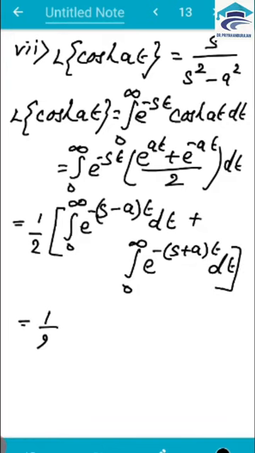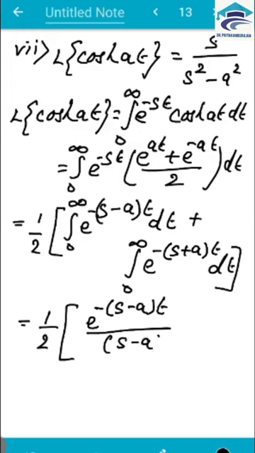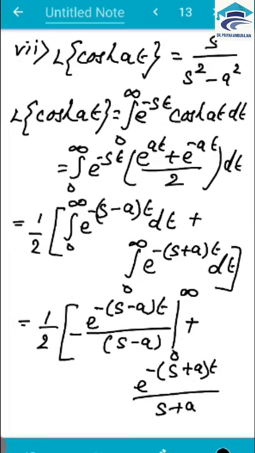So let us integrate this. 1 by 2 into e power minus s minus a into t by s minus a. You have a negative sign, so I am putting minus, plus this is from 0 to infinity, plus e power minus s plus a into t by s plus a. Again you have a negative sign, so this is from 0 to infinity. When you look at the upper limit, it is infinity, e power minus infinity will become 0. So the upper limit you don't have to consider, it is 0. Look at the lower limit, it is 0.